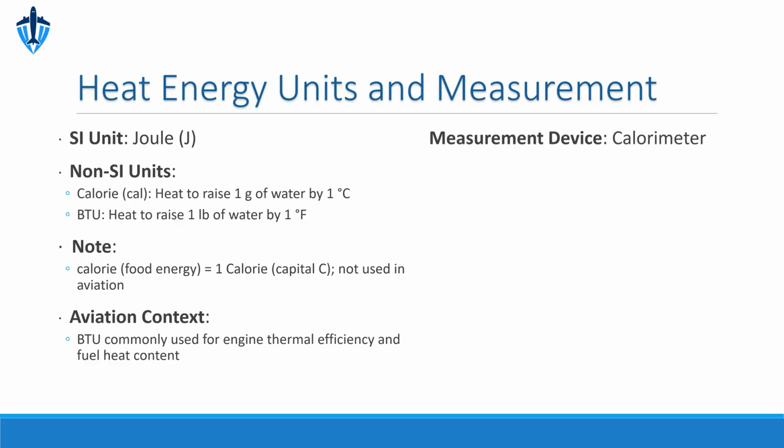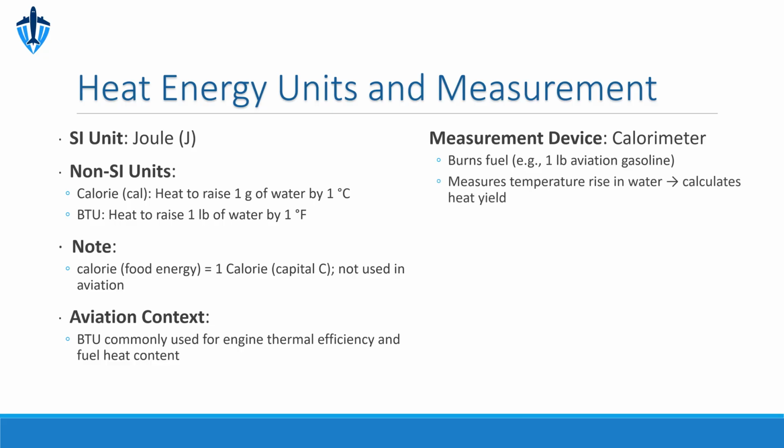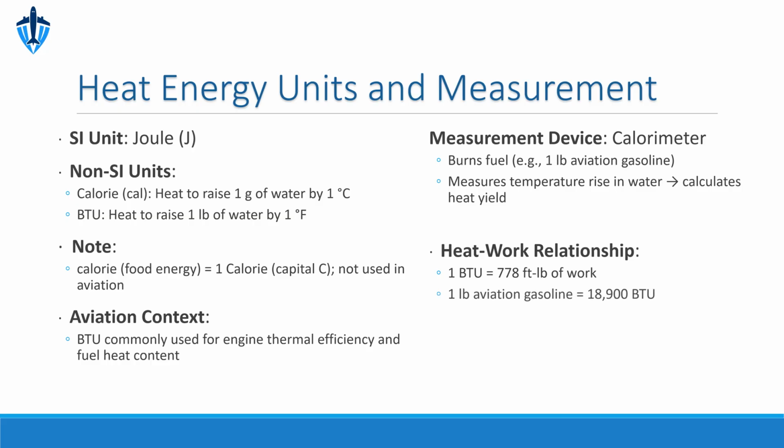To measure heat, we use a calorimeter. Burn a known weight of fuel, like 1 pound of aviation gasoline, inside it, absorb the heat in water, and calculate energy from the temperature rise. Experiments confirm a fixed link between heat and work. 1 BTU equals 778 foot-pounds. So, with 18,900 BTUs and 1 pound of avgas, that fuel holds the potential for over 14.7 million foot-pounds of mechanical work.